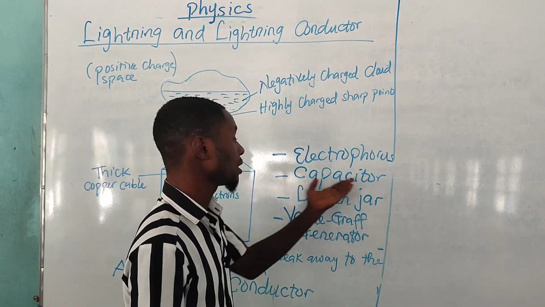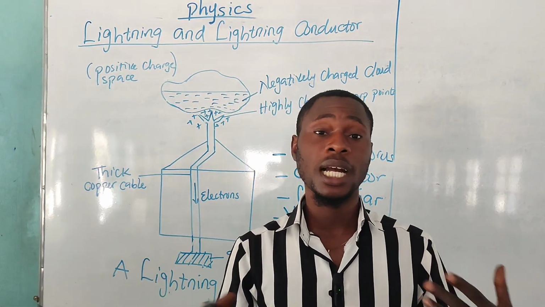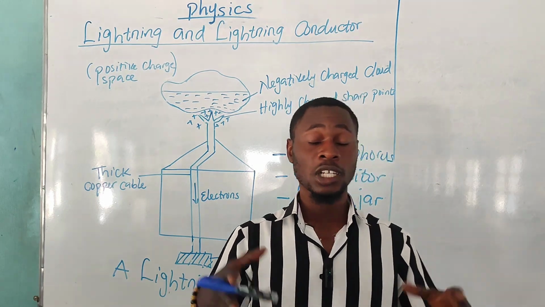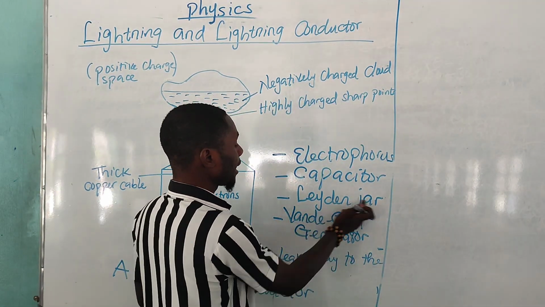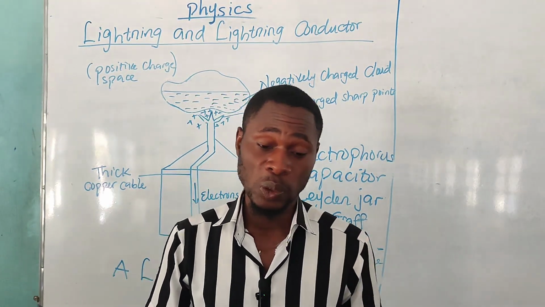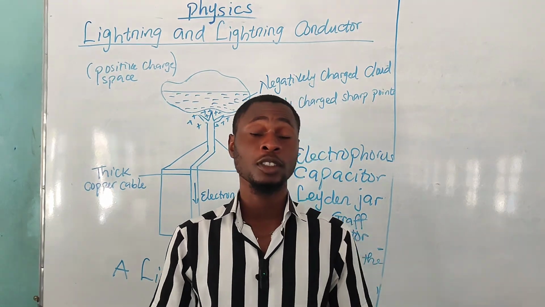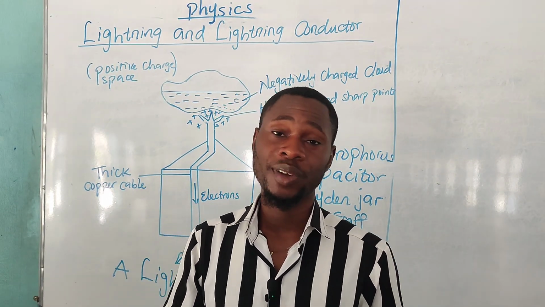Then we also have the capacitor, which is a business for another day. We'll look at the capacitor and how it actually works to store charges. We also have the Leyden jar and the Van de Graaff generator. So all these are the different methods or devices of storing electric charges.